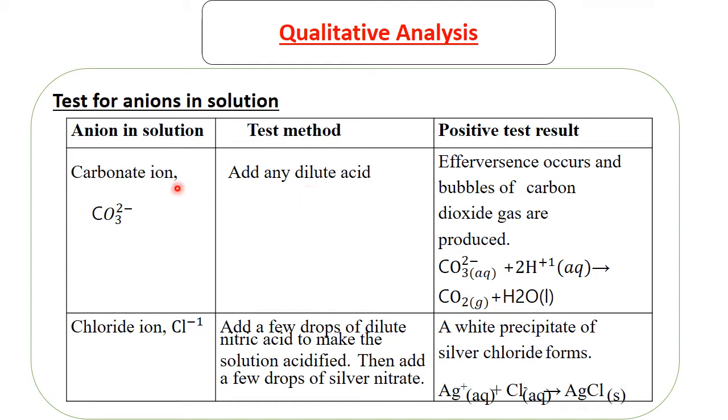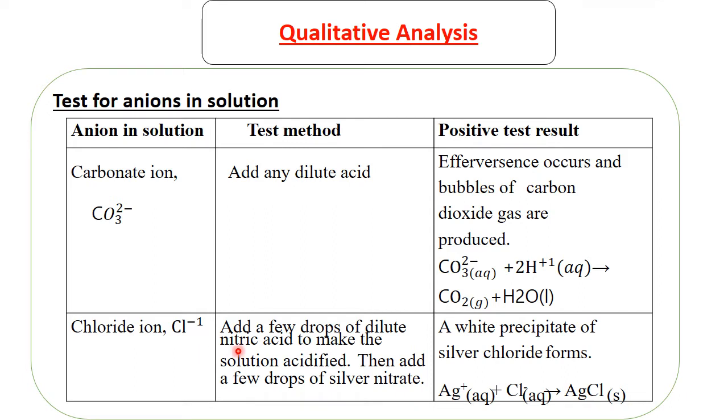So you remember, carbonates react with acids to form salt, water, and carbon dioxide. So if a carbonate ion is present, we just add any dilute acid, and carbon dioxide should be produced. The positive test result is effervescence occurs and bubbles of carbon dioxide gas are produced. So what happens is carbonate ion reacts with hydrogen ion to form carbon dioxide and water. What effervescence is, I'm going to show you, but let's talk about chloride ion.